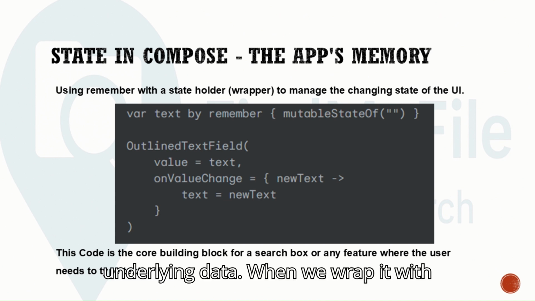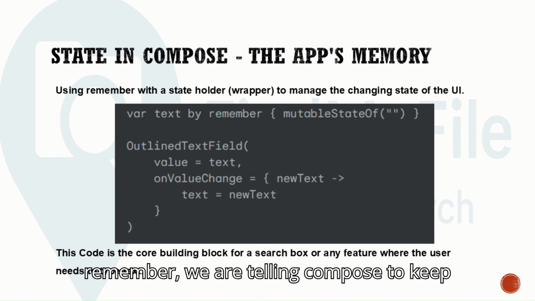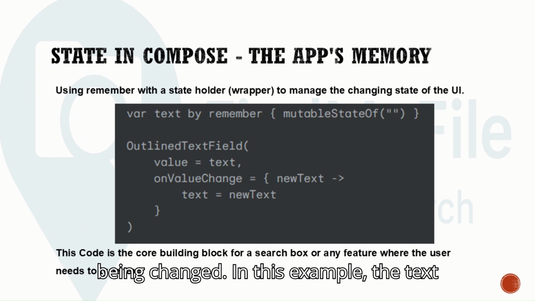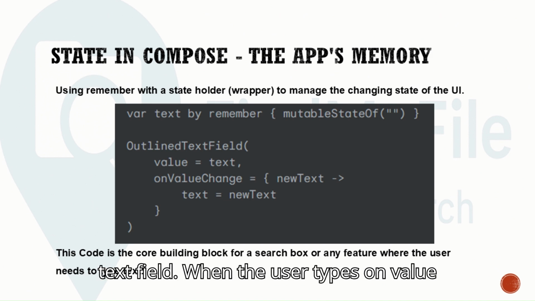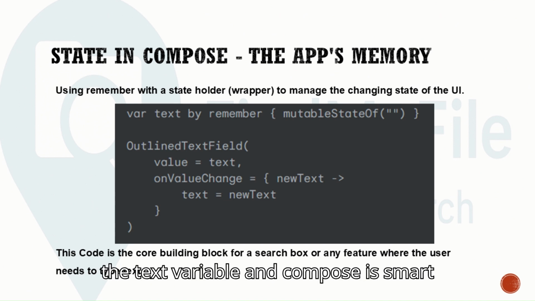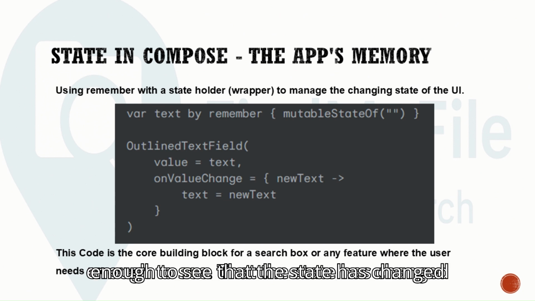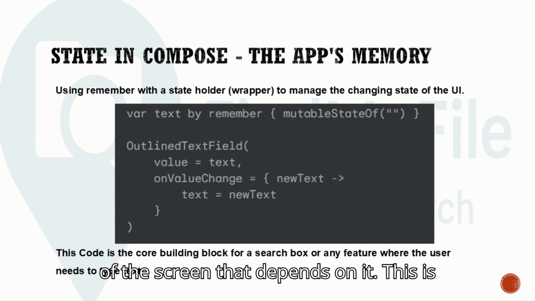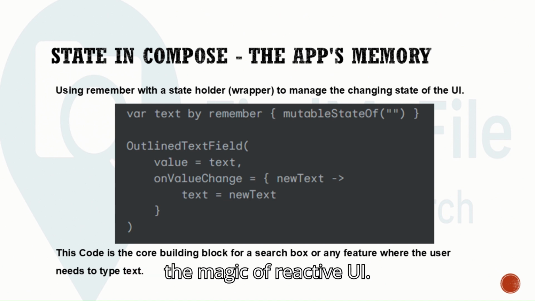When we wrap it with remember, we are telling Compose to keep this value in memory even when the UI is being changed. In this example, the text variable holds the current value of your text field. When the user types, the onValueChange callback is triggered. We update the text variable, and Compose is smart enough to see that the state has changed and automatically redraws just the part of the screen that depends on it. This is the magic of reactive UI.